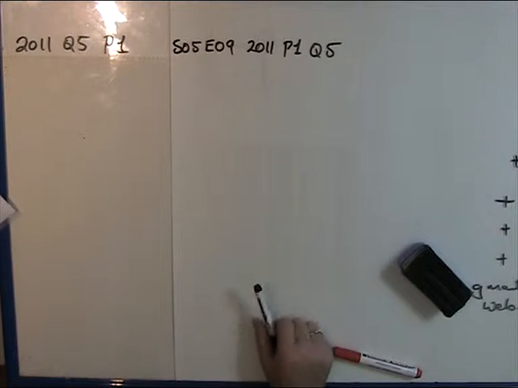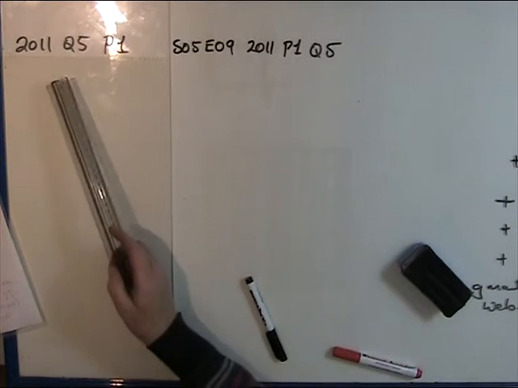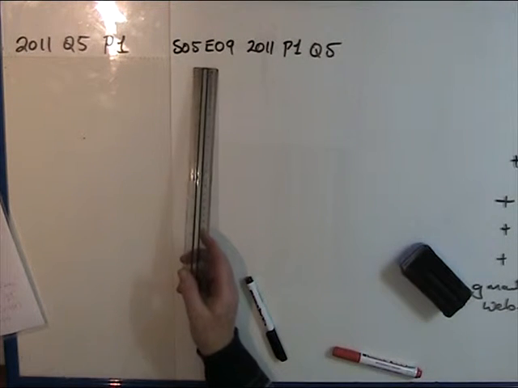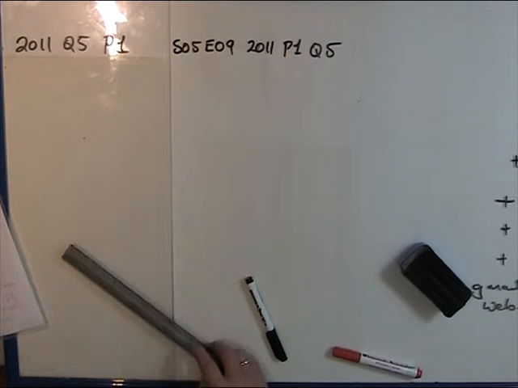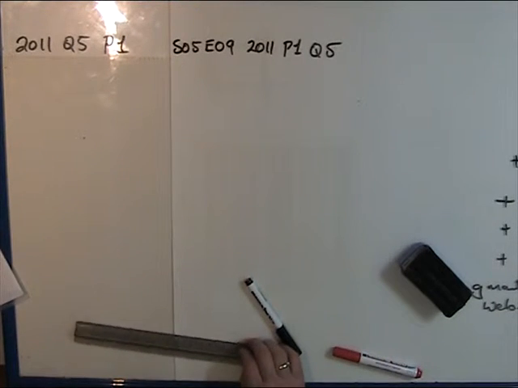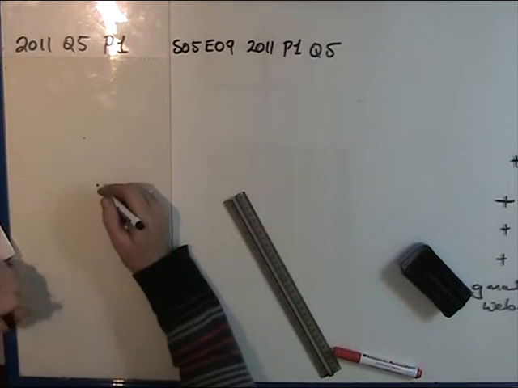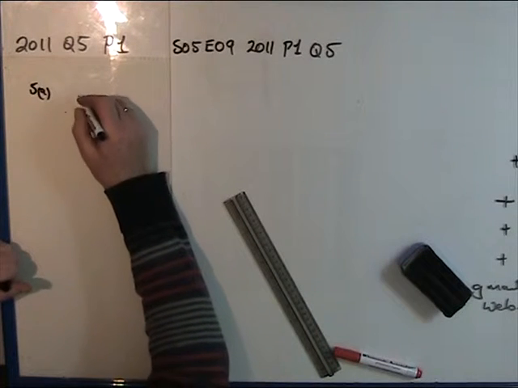Now, we're going to do a paper. This is the last episode of this series. It's 2011, question 5, paper 1, series 5, episode 9, and it's geometric and arithmetic sequences and series. It starts at question 5a.